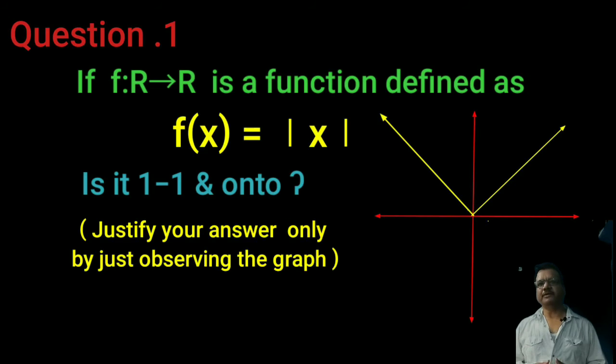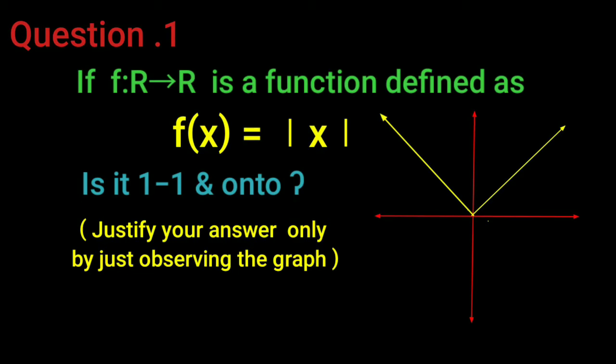Here is our question. If f is a function from R to R, the set of real numbers, which is defined as f of x equal to mod of x, is it one-one and onto? So here we have to check injectivity and surjectivity of the function. But checking of surjectivity, let's keep it for a later occasion, and now we will be checking injectivity only. Okay, so let's get started.